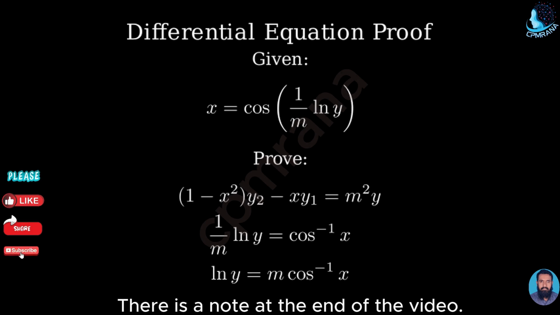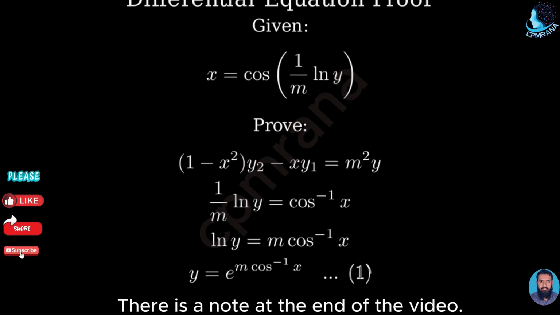Now we can solve for y by taking e to the power of both sides. This gives us y equals e raised to the power of m times inverse cosine of x. We'll call this equation 1.